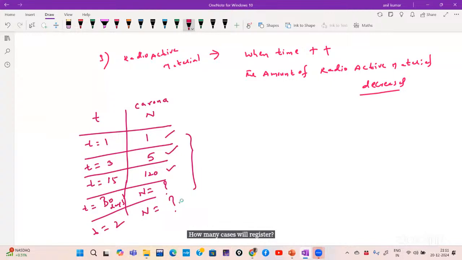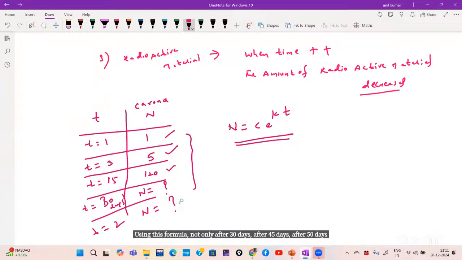Yes, this comes under the law of natural growth. If you apply the formula, yes, of course, I will tell you, we will derive it, dear students. This is the formula, N equal to C into e power kt. Using this formula, not only after 30 days, after 45 days, after 50 days, after 6 months, it is easy to estimate the growth of corona or any virus or any bacteria.